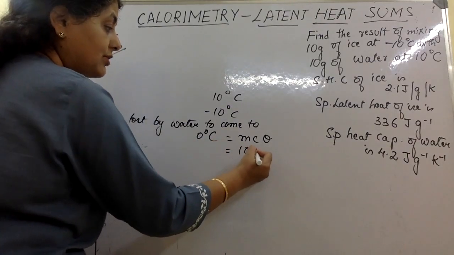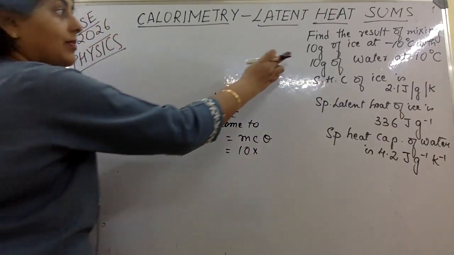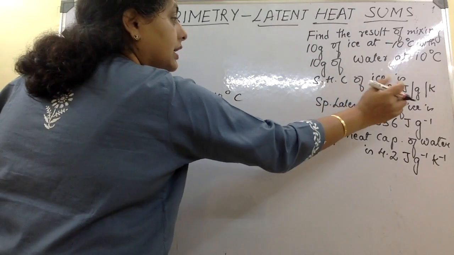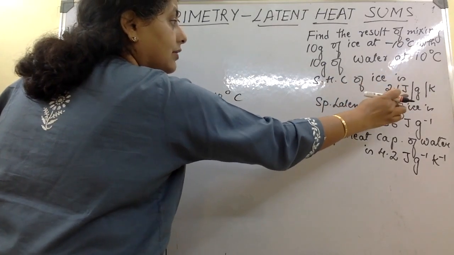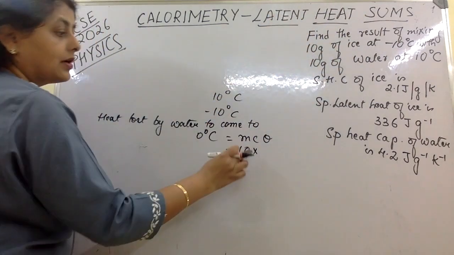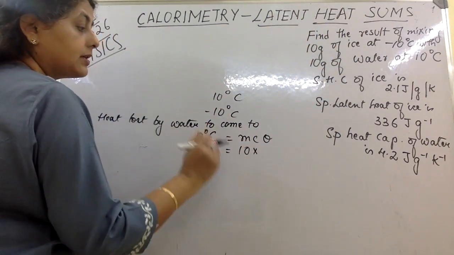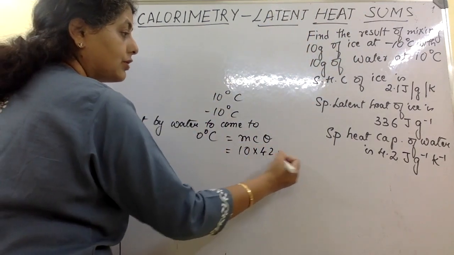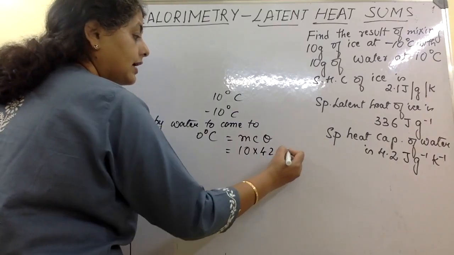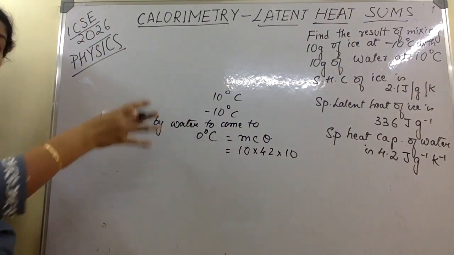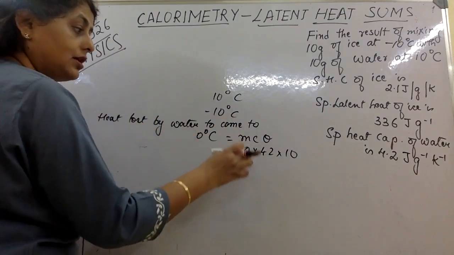Mass is 10 grams. You have to keep note, if your mass is in grams, here also it should be joules per gram per Kelvin. It should not be kg here. So here the specific heat capacity of water, which is 4.2, I am taking this value, and theta, the difference in temperature, is 10 degree, because it is coming from 10 degree to 0 degree.